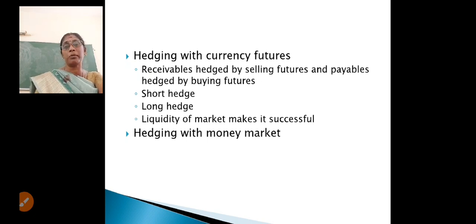Then hedging with money market. Money market instruments, we know them very well. They have short term investment benefits, and they end with a short term duration. So using the money market, I am going to concentrate on the instruments which are given with more interest rates. And also here I am going to choose which country's currency I can use. In that way I have to check. So this is hedging with money market instruments.